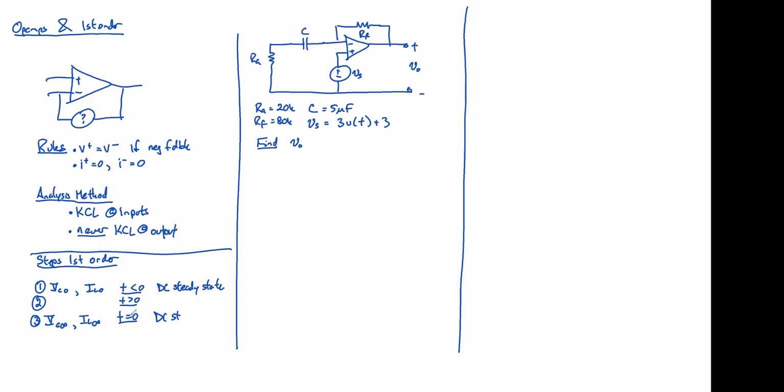Did I write it at 0? Holy cow, I need more sleep. This should be at time equals infinity. You're at DC steady state to find VC of infinity, or I sub L of infinity.